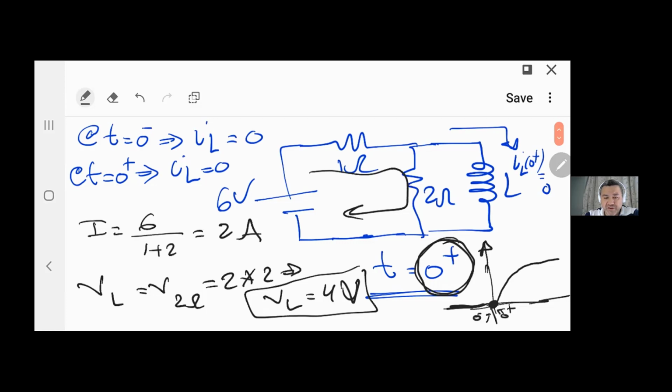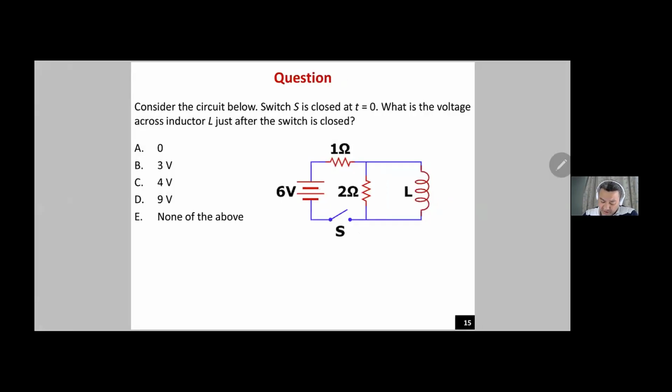Okay, any question? Any question? Is this clear? Okay, that's good. So let's move on to the next question. So again, the answer is C, 4 volts.